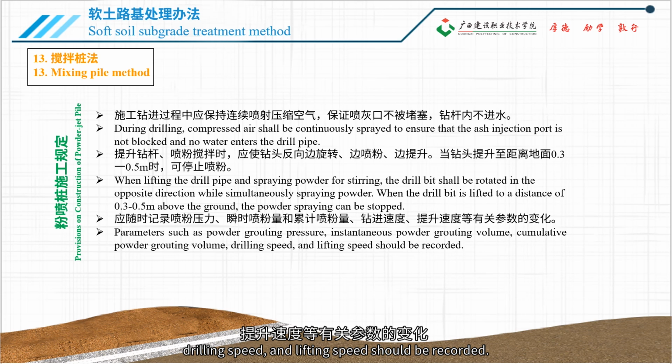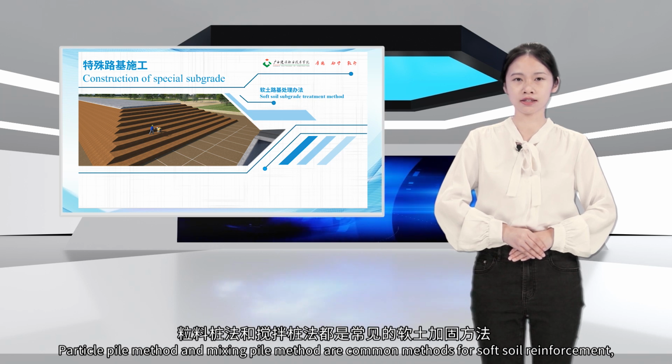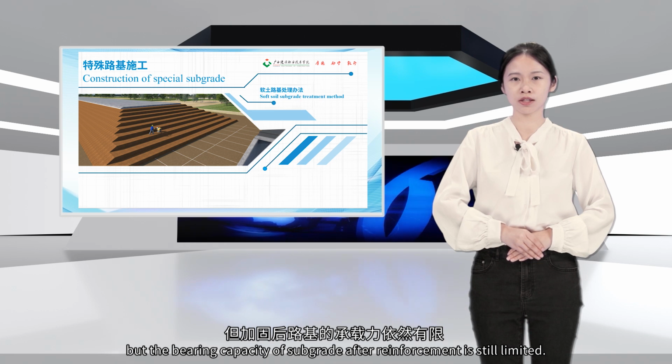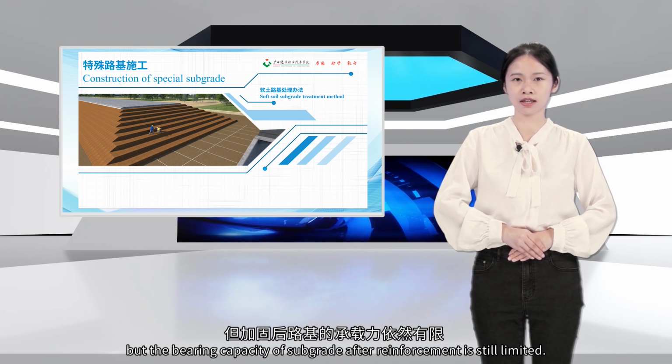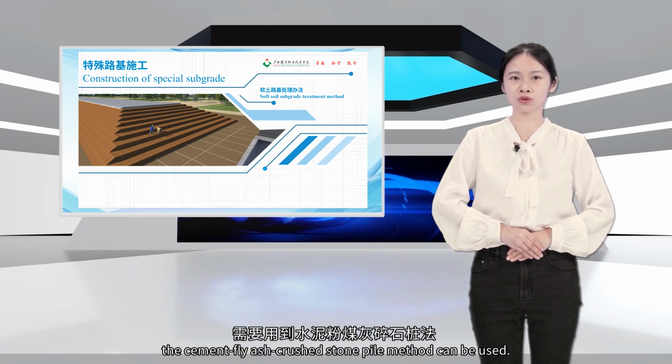Particle pile method and mixing pile method are common methods for soft soil reinforcement, but the bearing capacity of subgrade after reinforcement is still limited. If further improvement in bearing capacity is required, the cement fly ash crushed stone pile method can be used.